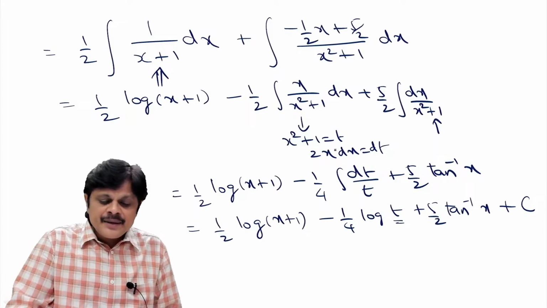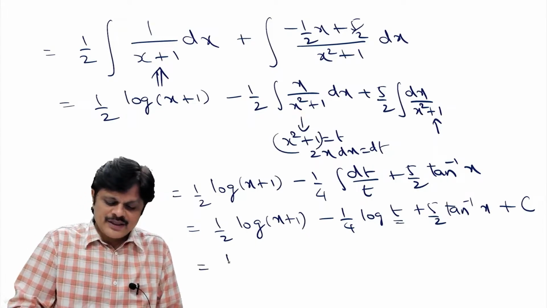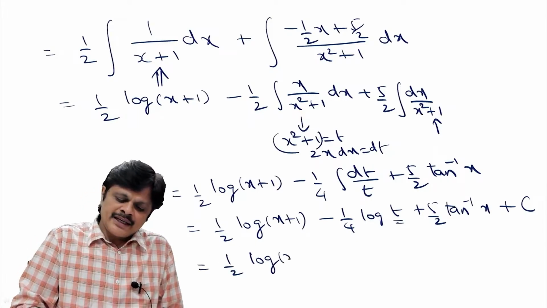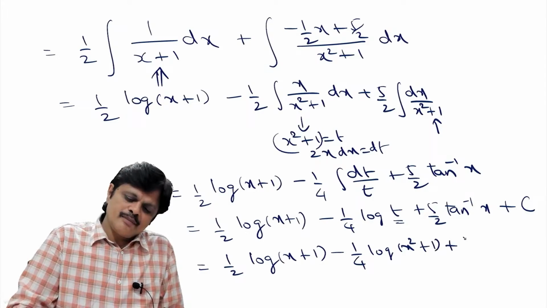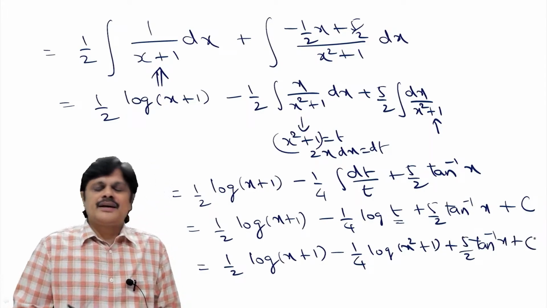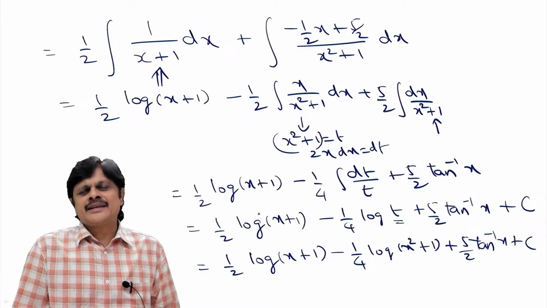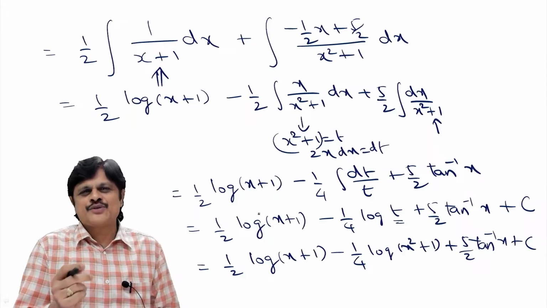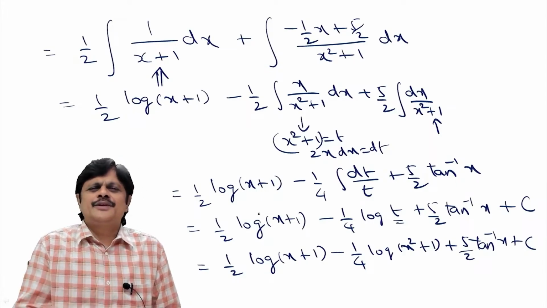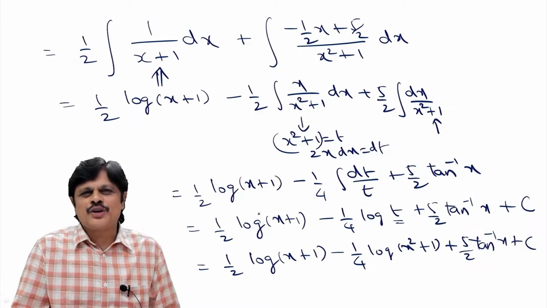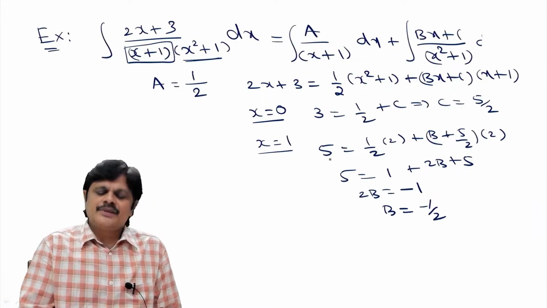But what is t? t is nothing but x square plus 1. So 1 by 2 log x plus 1 minus 1 by 4 log x square plus 1 plus 5 by 2 tan inverse x. Okay. See, in GATE such lengthy kind of questions generally they will not ask, only some logical type of things they generally ask. Okay, anyhow you can solve it. It's not difficult. You know, a lot of mechanical work is involved. Am I clear? That is the idea.